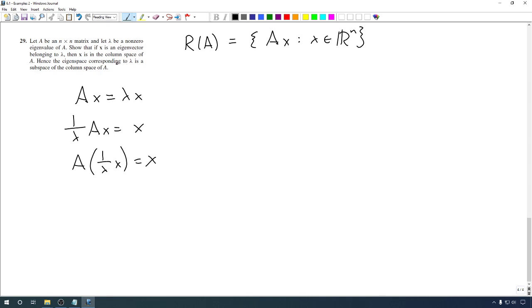Now, there is a consequence here, and we don't really have to prove this one because the book is just saying it for us. The eigenspace corresponding to lambda is a subspace of the column space of A. Every eigenvector is in the column space, so the entire eigenspace is in that column space. But that's only going to be true because we're looking at non-zero eigenvalues. The eigenspace corresponding to 0 is just the null space of A minus 0 times I, or just the null space of A. Null space of A is not necessarily contained in the column space. So as long as we're working with a non-zero eigenvalue, then the eigenspace is contained in the column space, but not for 0.